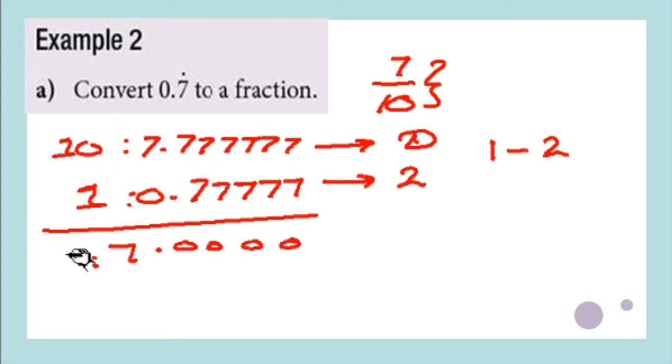And 9 minus 1 equals 9? 10 minus 1 equals 9. So what does it mean? This means 7 over 9.